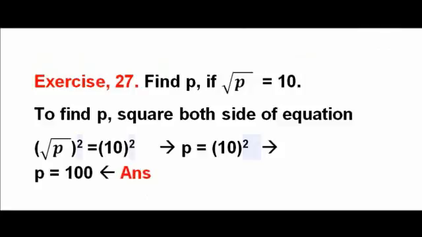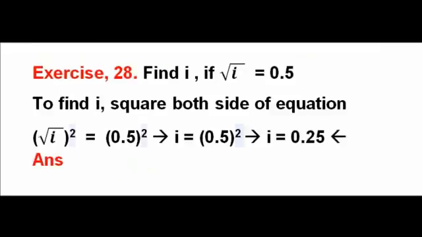Exercise 27. Find p if square root p equals 10. To find p, square both sides of the equation. Square of square root p equals 10 on both sides, which returns 100, is the answer. See image.